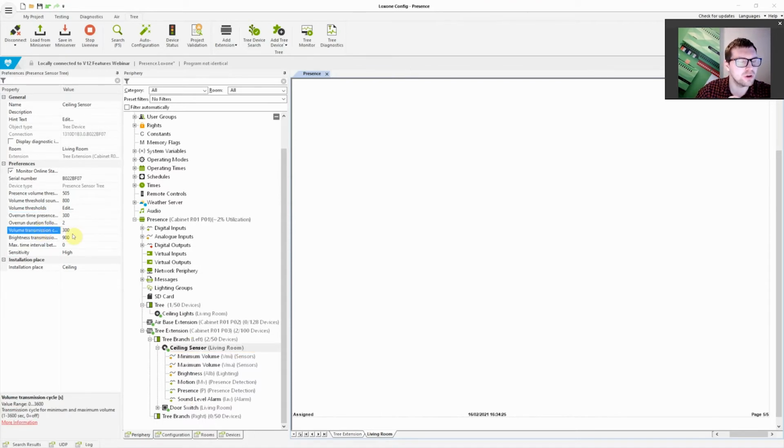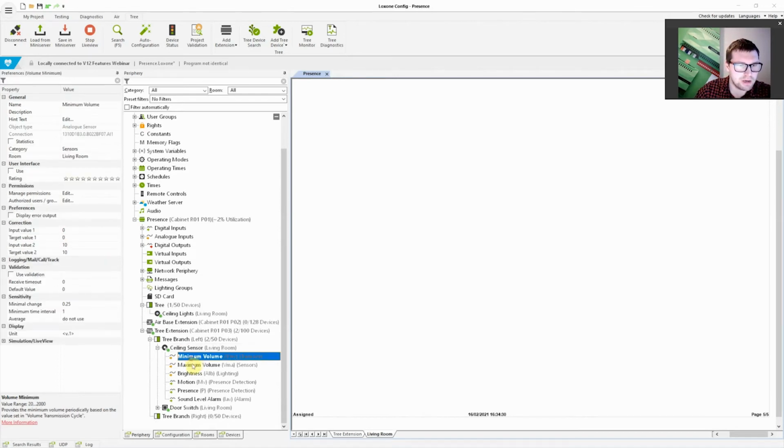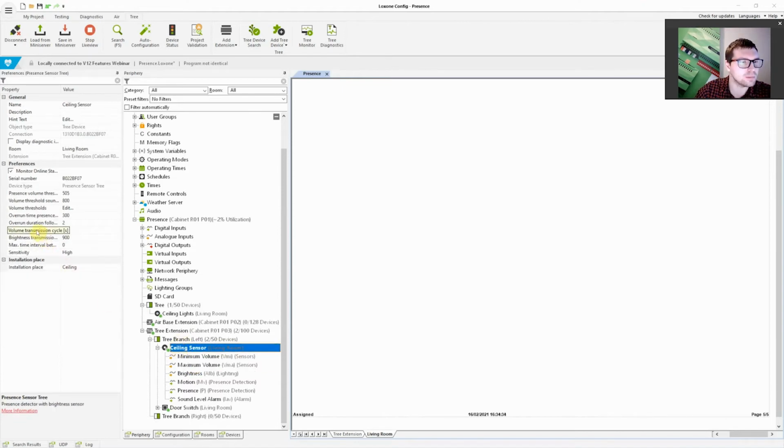There is also a volume transmission cycle. This means that you can see here there is a minimum and maximum volume inputs. Those are analogs. They will update every 300 seconds with the minimum and maximum volume over that time period. That could be used, for instance, for tracking.